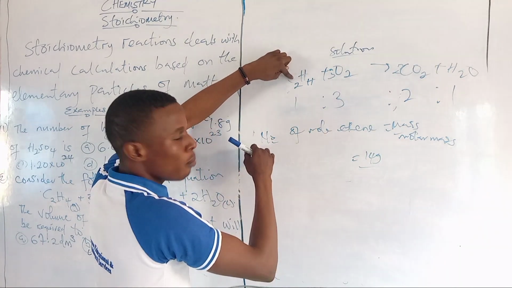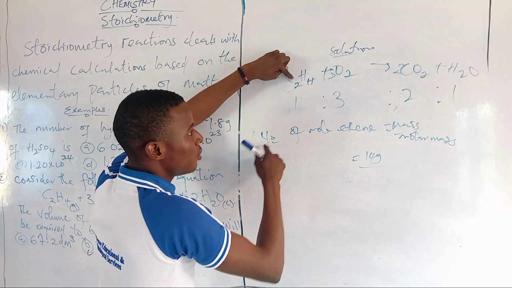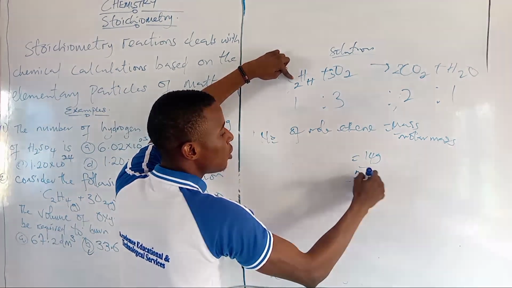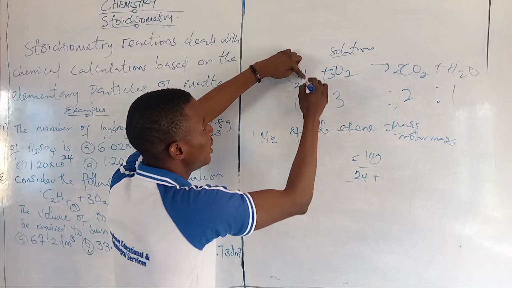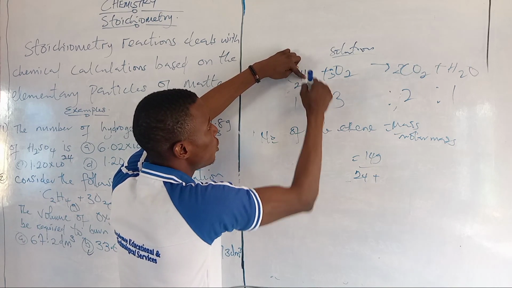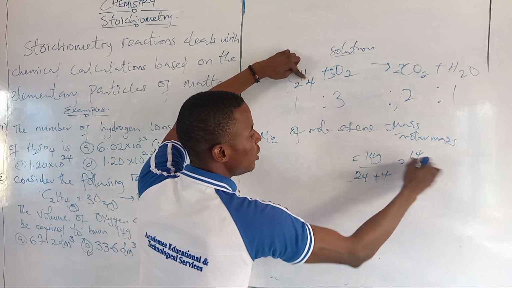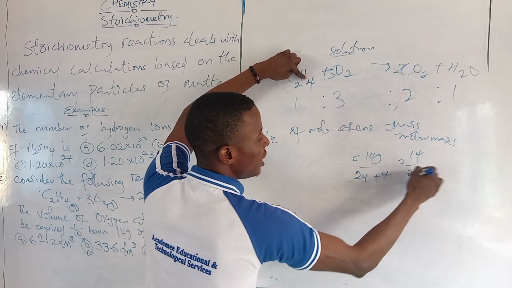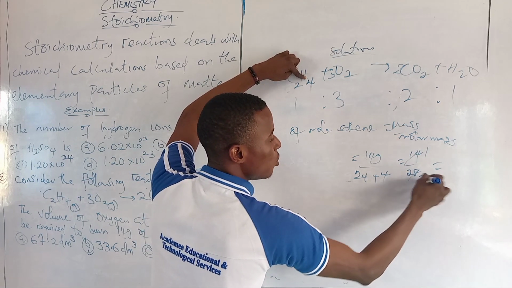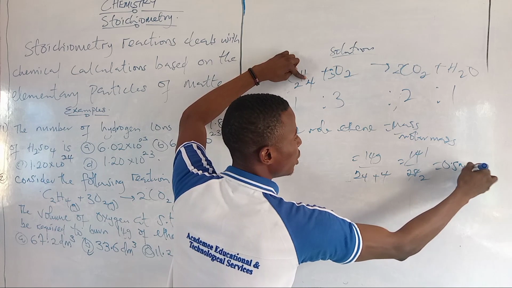Let's calculate the molar mass. The molar mass of carbon is 12. 12 times 2 is 24, plus the one of hydrogen is 1, 1 times 4 is 4. So 14 over 24 plus 4, which is 28. So 14 over 28, this 1 over 2 is 0.5 moles. Are you getting me?